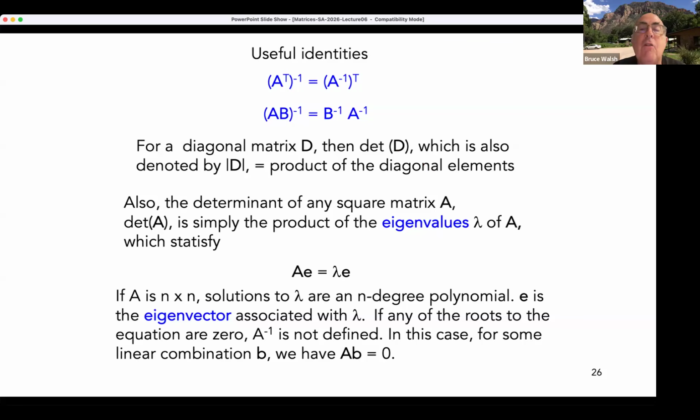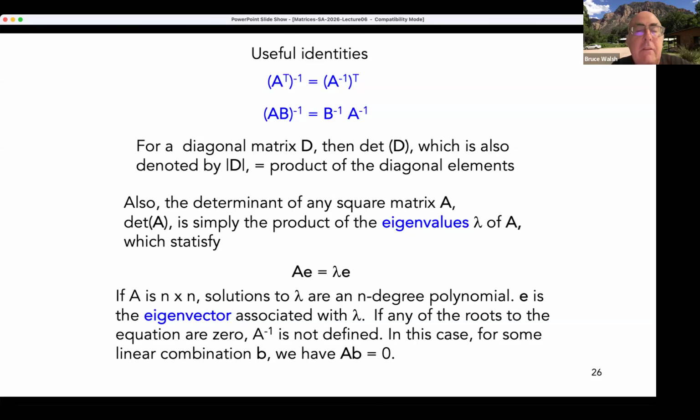If I have a diagonal matrix D, then the determinant, which we often write with this kind of absolute value sign, is the product of the diagonal elements. So if I have an identity matrix, what's its determinant? It's 1. 1 times 1 times 1 times 1. So with a diagonal matrix, the determinant is simply the product of all the diagonal elements. If I have a diagonal matrix and one element is 0, what's its determinant? 0.